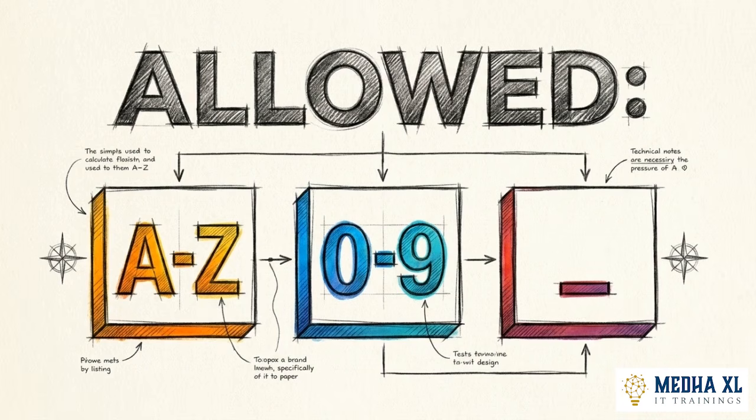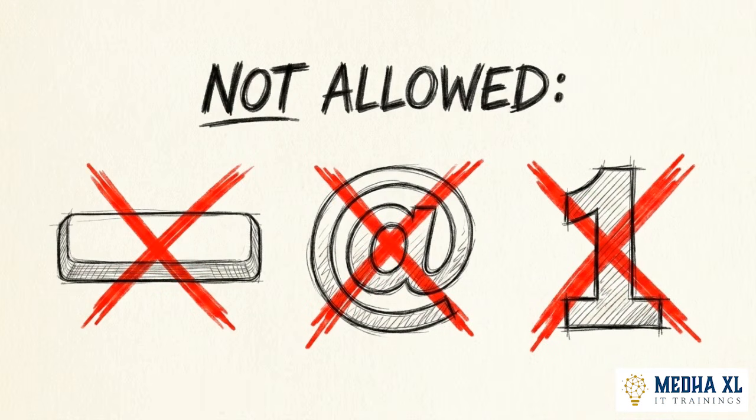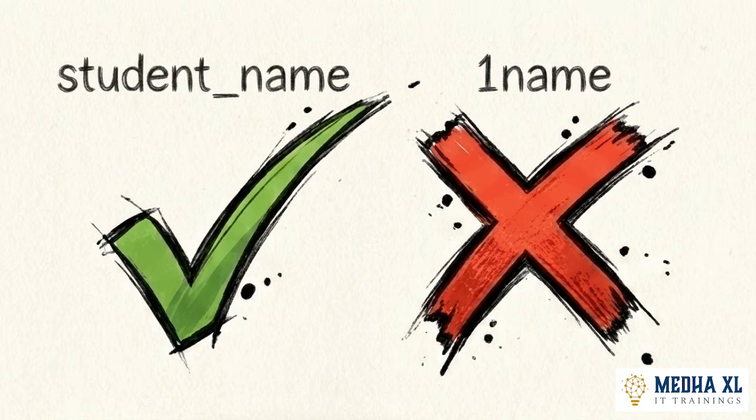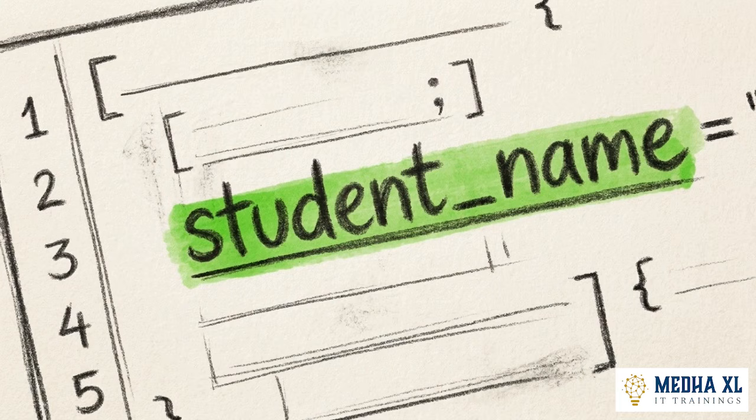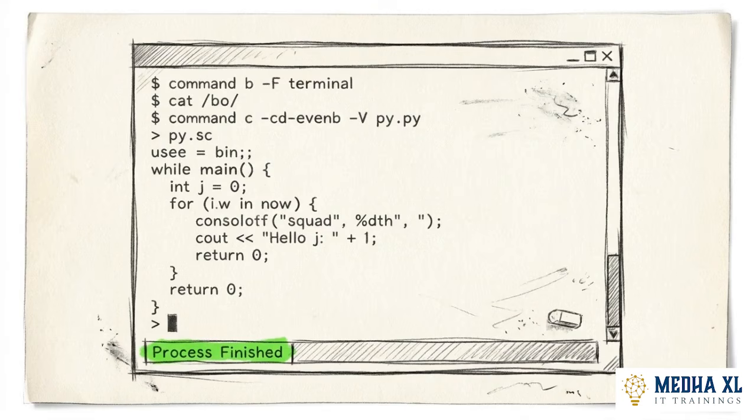Python has strict rules for writing these labels. A valid variable name can only contain letters, numbers, and underscores. You also cannot use spaces or special symbols, and the name cannot start with a number. So student_name with an underscore is perfectly fine, but starting with a number like 1name throws an immediate error. Nailing this naming syntax right out of the gate is critical. It prevents programmatic failures before we even get to the math.